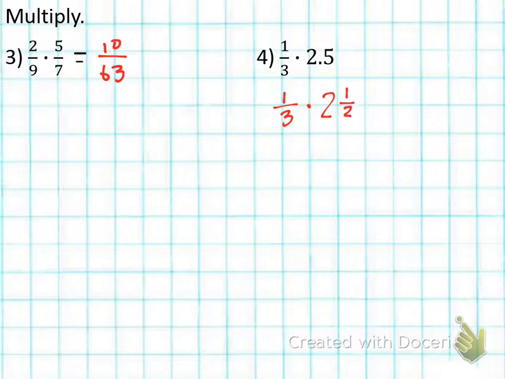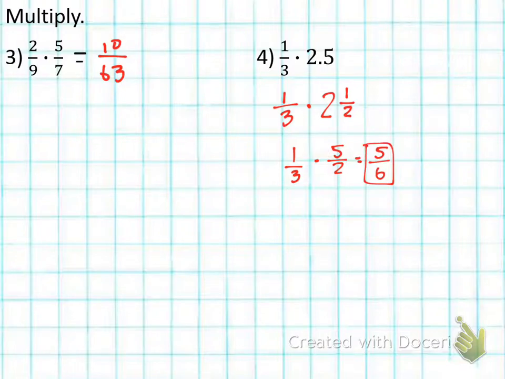Remember the first step? 2 times 2 is 4, plus 1 is 5. So our numerator is going to be 5, and then our denominator is 2. So you go 1 third times 5 halves. So that's really what it is. Sometimes you kind of have to get the numbers to work for you. I'll give you a moment to multiply that. Good, 5 sixths is the answer.